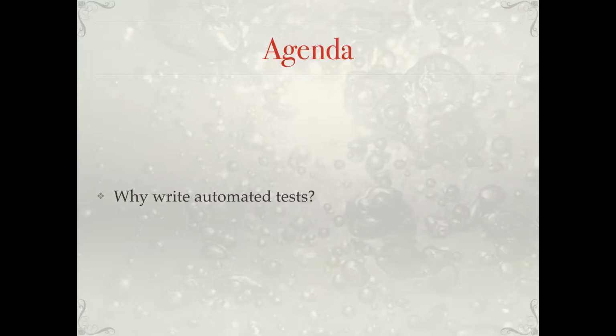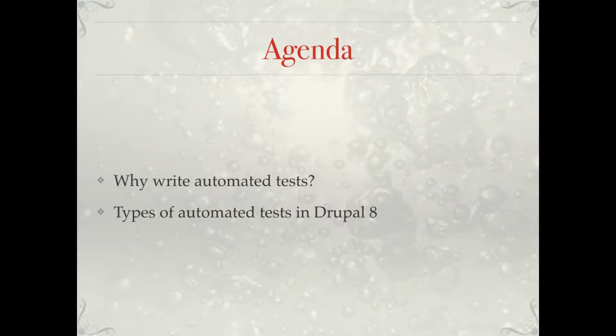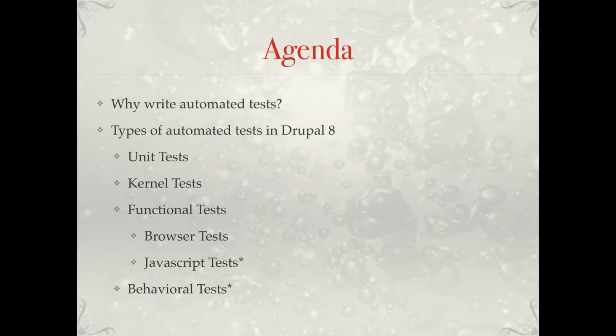So we're going to talk about why we write automated tests. We're going to talk about the types of automated tests that Drupal 8 supports. And of those, we're going to talk specifically about unit tests, kernel tests, and what Drupal calls functional tests, which are really integration tests. So browser tests, JavaScript tests, and then we'll talk about behavioral tests, specifically Behat.